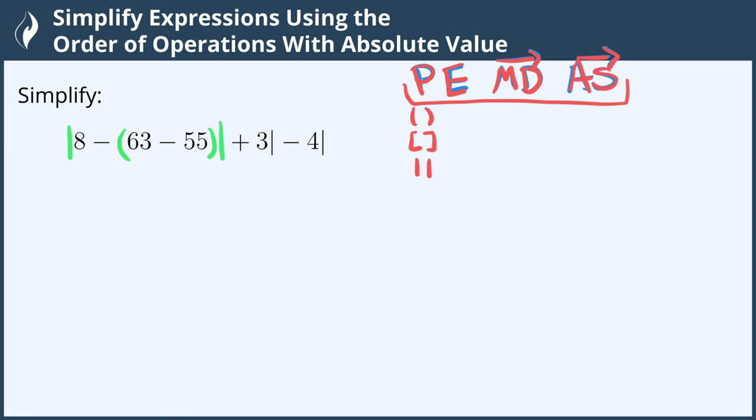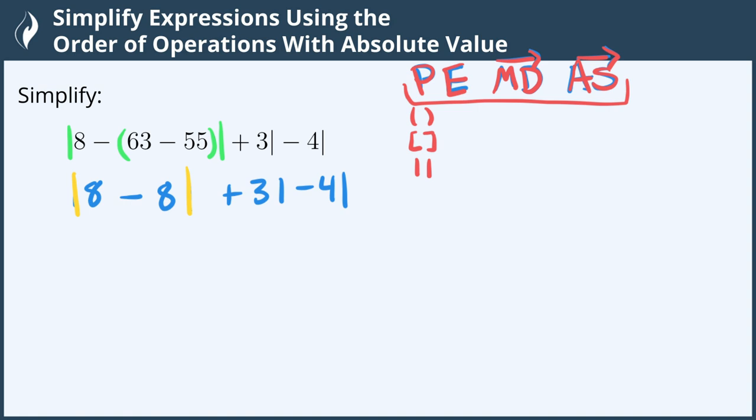63 minus 55 is 8. And then I keep everything else exactly as it was, copying it all down perfectly because I have not done any of those operations yet. Now that I've completed the innermost parentheses, I must still do the order of operation parentheses first, or the grouping of the absolute value. And I need to do the operation inside of that absolute value first.